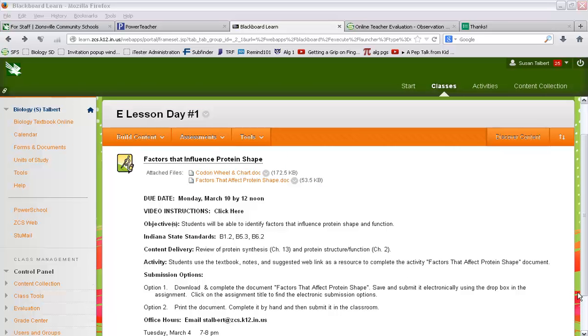This is Biology E Lesson Day 1, Factors that Influence Protein Shape. If you remember, we actually started our discussion of proteins way back during the first semester, during Chapter 2, the chapter that covered macromolecules. There were 4 macromolecules. Protein was one of them. Do you remember the other 3?